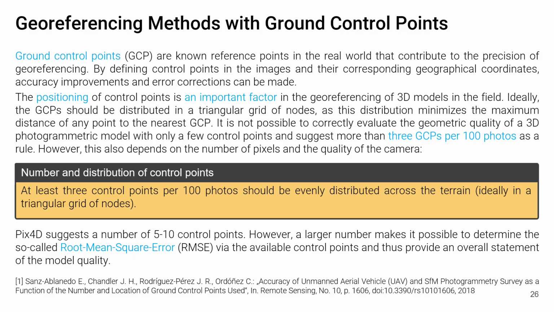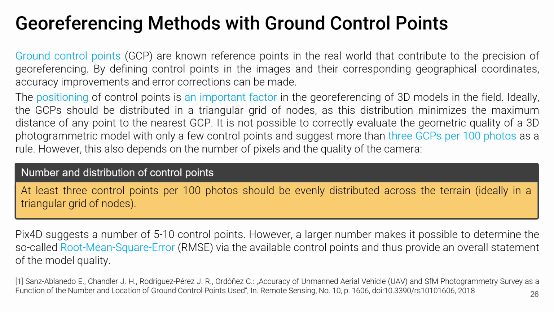The positioning of control points is an important factor in the georeferencing of 3D models in the field. The study by Sanz Ablanedo and others confirmed other studies and showed that optimal accuracy is achieved when the GCPs are evenly distributed over the entire area. Ideally, the GCPs should be distributed in a triangular grid of nodes, as this distribution minimizes the maximum distance of any point to the nearest GCP. The authors also state that it is not possible to correctly evaluate the geometric quality of a 3D photogrammetric model with only a few control points and suggest more than 3 GCPs per 100 photos as a rule.